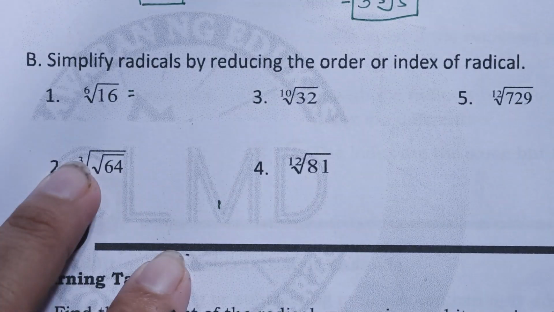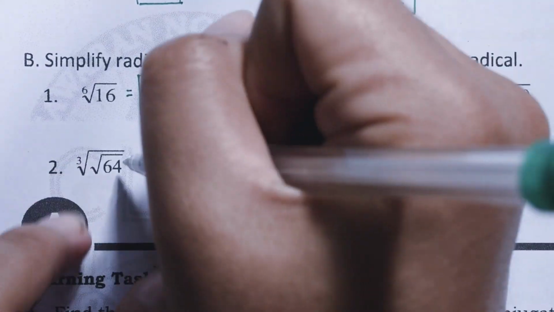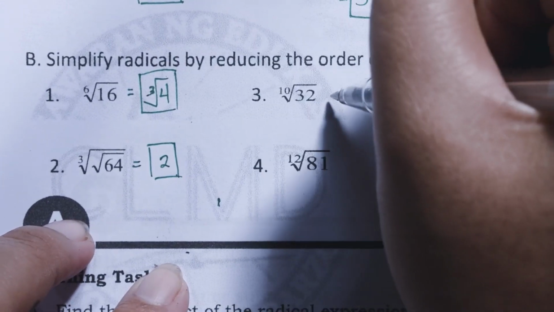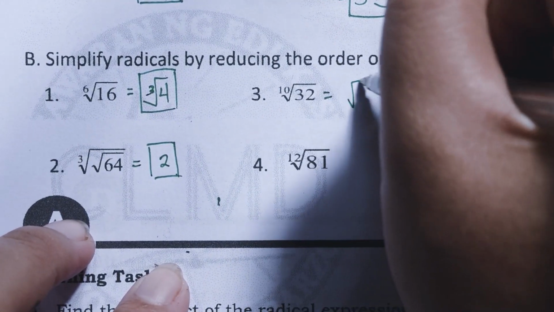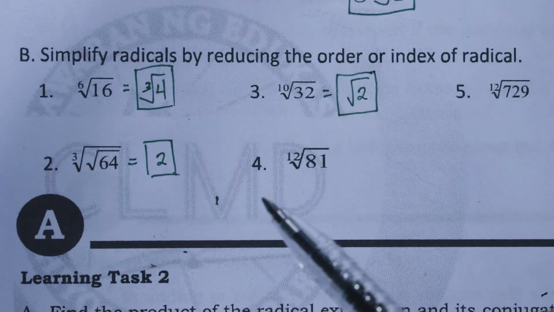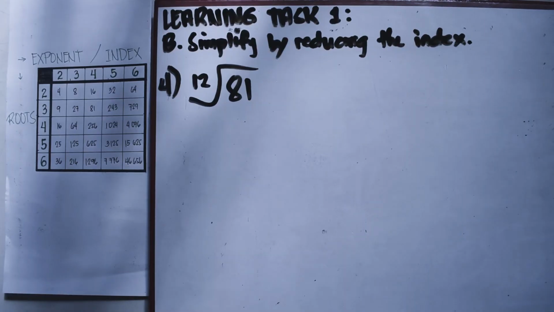Ayan, susulat natin sa number 1. Ang final answer na nakuha natin, we have cube root of 4. Sa number 2, yung nakuha nating final answer, we have simply 2 lang. And sa number 3, yung nakuha nating final answer ay square root of 2. So, ito na po yung tatlong nakuha nating answer. So, proceed na agad-agad tayo sa numbers 4 and 5.